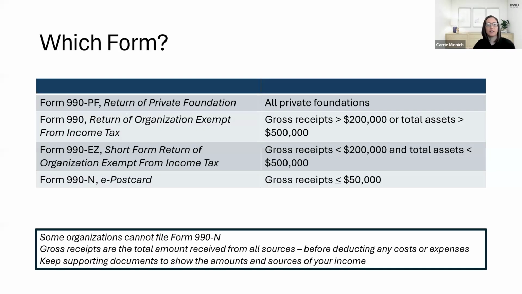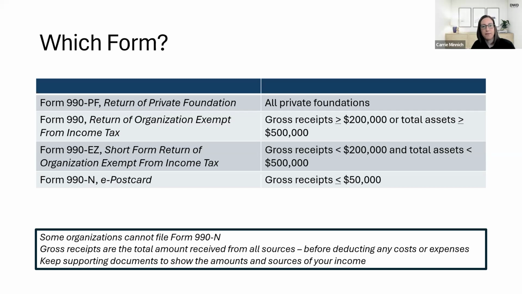So let's get started. If we start with the basics, there are 4 different versions of Form 990. Which form your organization files primarily rests on your gross receipts and total assets. If you are a private foundation, you will file Form 990 PF regardless of your assets or revenue. All private foundations are required to file Form 990 PF.